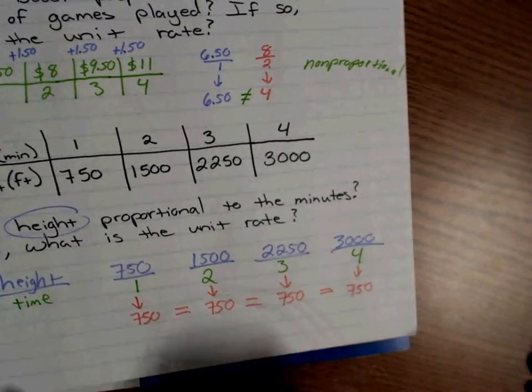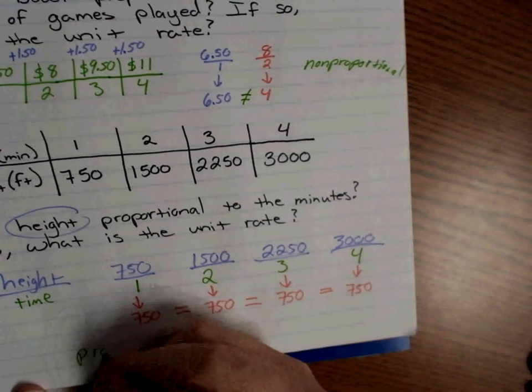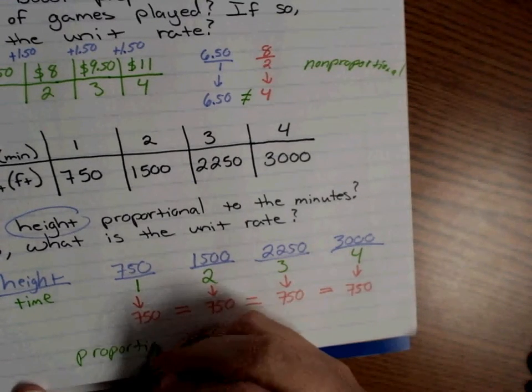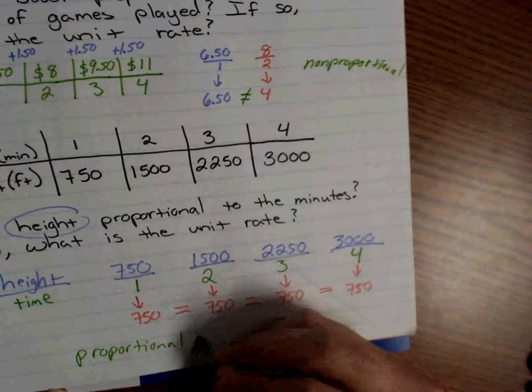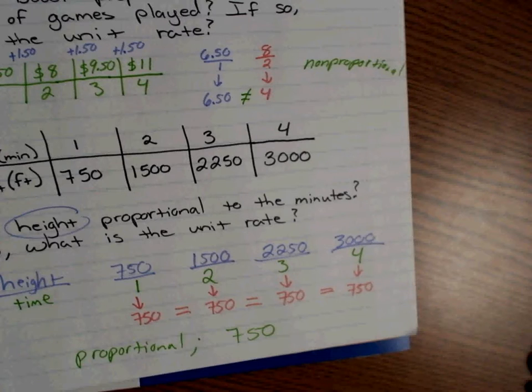Over 1, yeah. But you don't have to put that. You could just put 750. Good. All right, so it is proportional, and the unit rate is 750. Okay? Any questions?